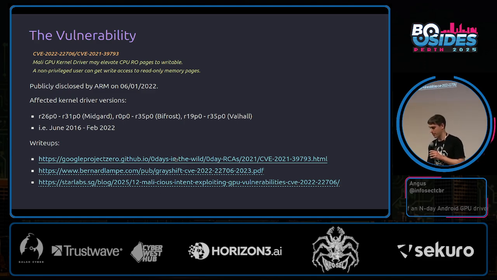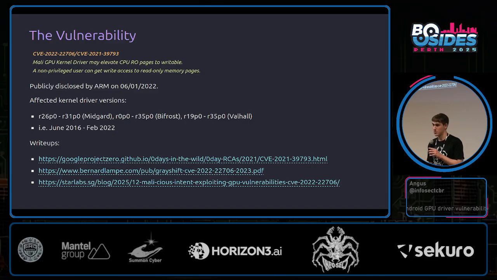Thankfully, there are a bunch of public write-ups. I found these really useful when preparing for this talk. I'm going to have the links at the end if you'd like a copy. This vulnerability was disclosed by ARM in 2022. It was anonymously reported to them. It affected a whole bunch of driver versions for about 6 years. So this is pretty crazy, a bug that existed in the driver for 6 years and was exploitable.